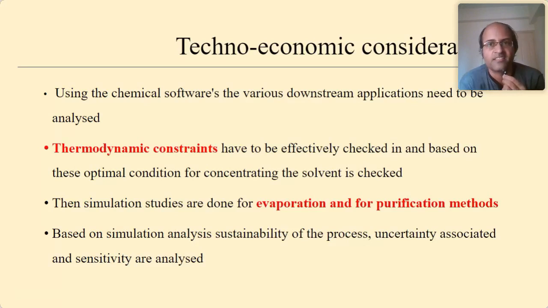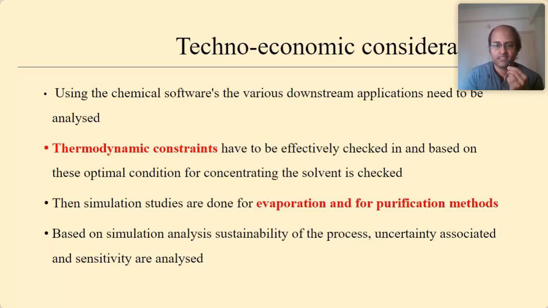And once the downstream processing is done, the next thing we have to consider is the feasibility of producing this, because they are organic solvents, they are sensitive to temperature, and there are losses associated with it. So we have to think of the thermodynamic constraints that have to be effectively checked, based on the optimized conditions. So what are the various thermodynamic constraints that have to be used and developed. Then simulation studies are done for evaporation and for purification methods. Based on the simulation studies, we get an idea of the sensitivity of the process, the uncertainty associated with the process, and the sustainability of the process.